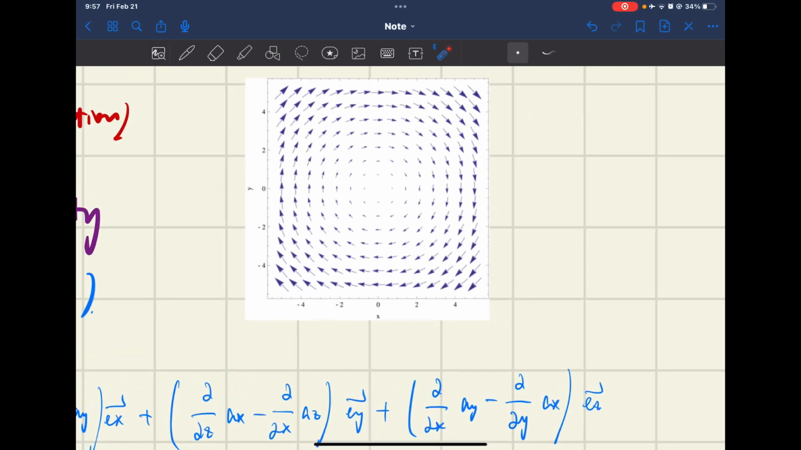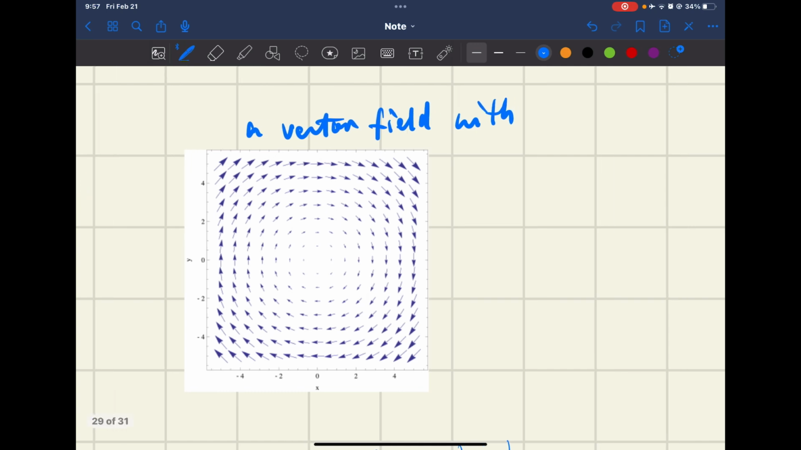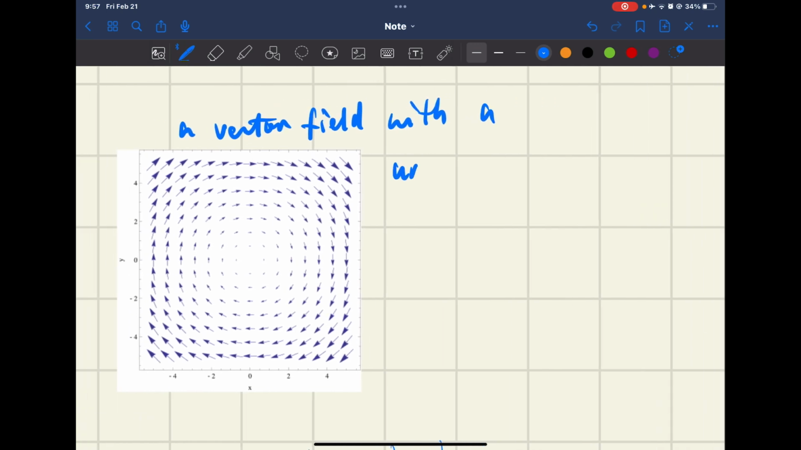Here's an example of a vector field with uniform circulation, with uniform curl. So every point on this field, its curl will be constant. Why? Because there will only be one vortex in the center.